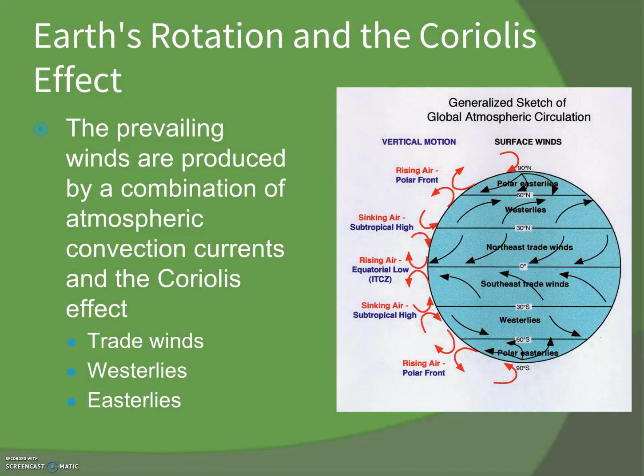So Earth's rotation, the Coriolis effect, is what's influencing these prevailing winds. They're produced by a combination of atmospheric convection currents. So we have these Hadley cells that are meeting, and we also have this Coriolis effect. Okay, so we have both of these things joining in to change the way our winds flow. We know that in the northern hemisphere we have one direction of rotation, whereas in the southern hemisphere we have the opposite direction of rotation. And then this is really magnified along this intertropical convergence zone.